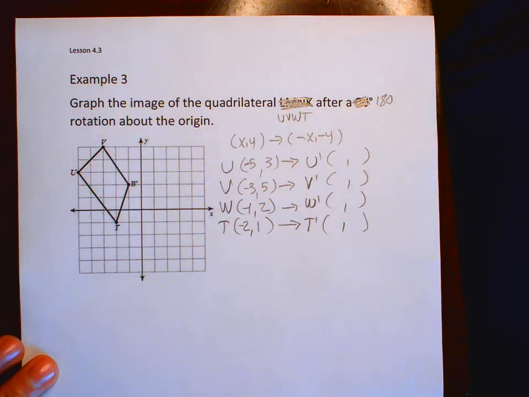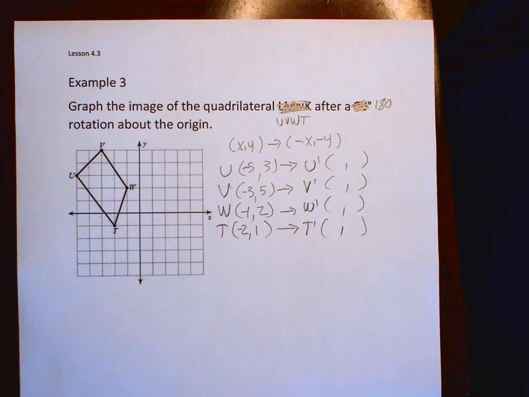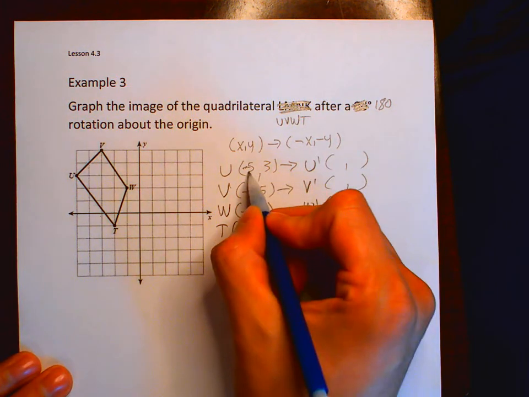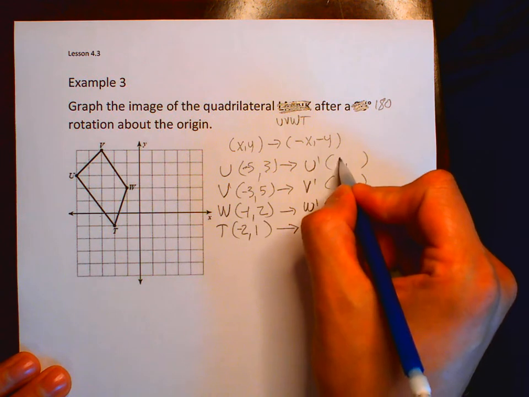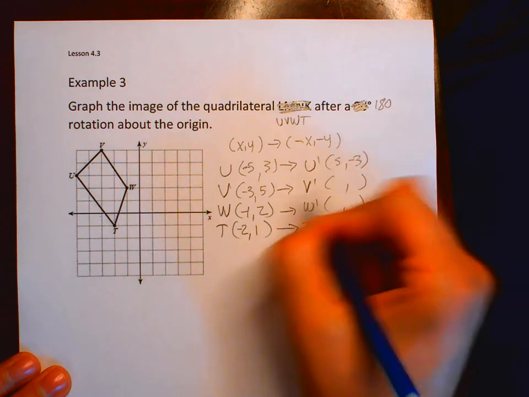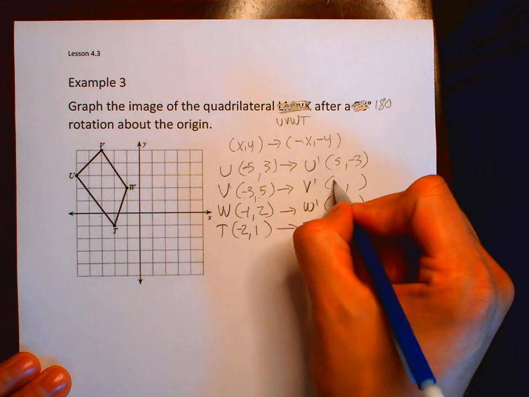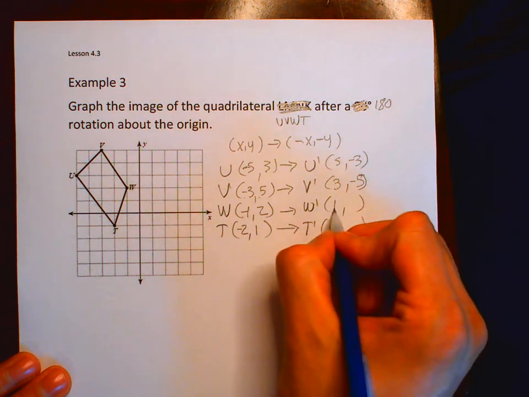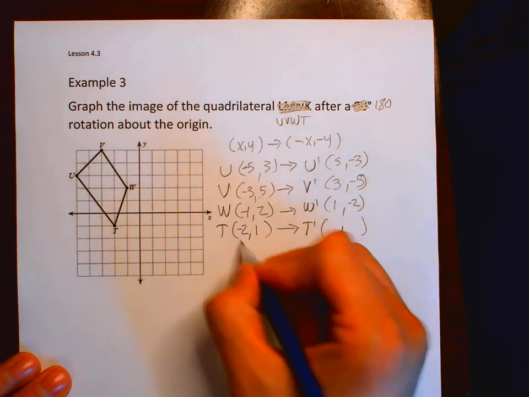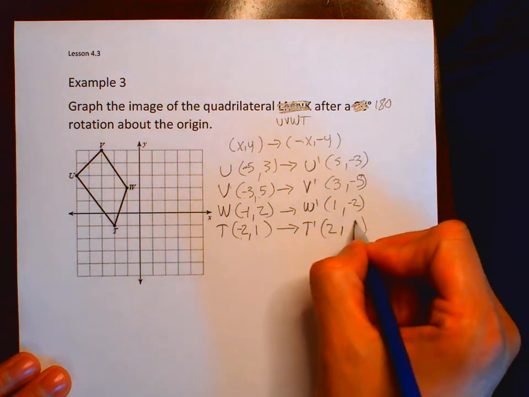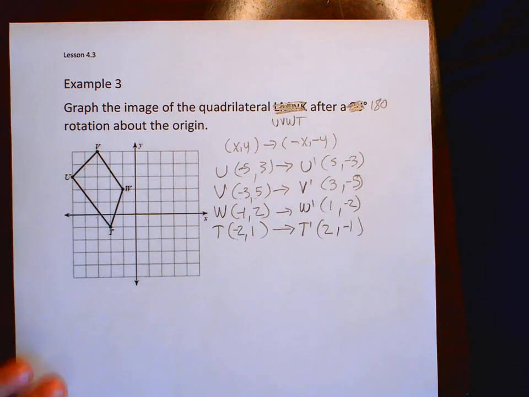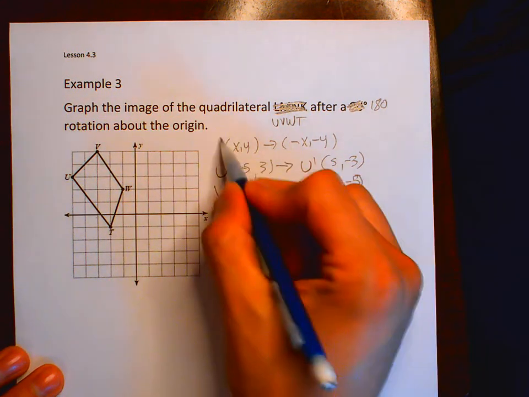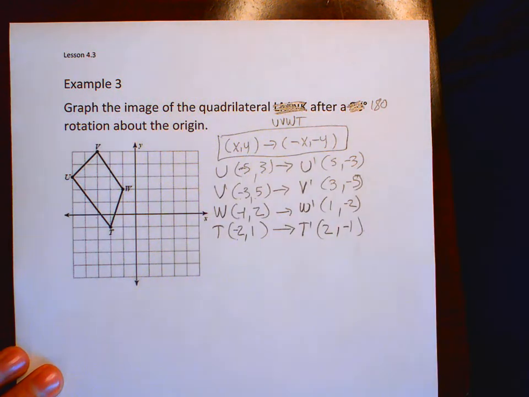Okay, so the rule is very simple. You keep the x and the y in the same location, you just change the signs. So -5, 3 is going to be 5, -3. -3, 5 is going to be 3, -5. -1, 2 is 1, -2. -2, 1 is 2, -1. You just apply that rule right there. And then you plot. Notice how I did this with no patty paper? That's the goal.